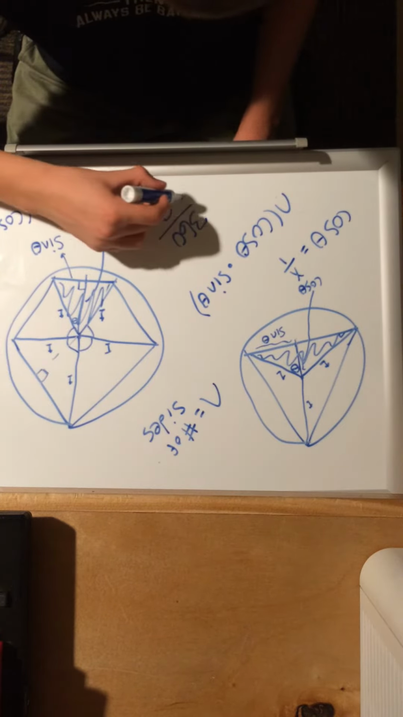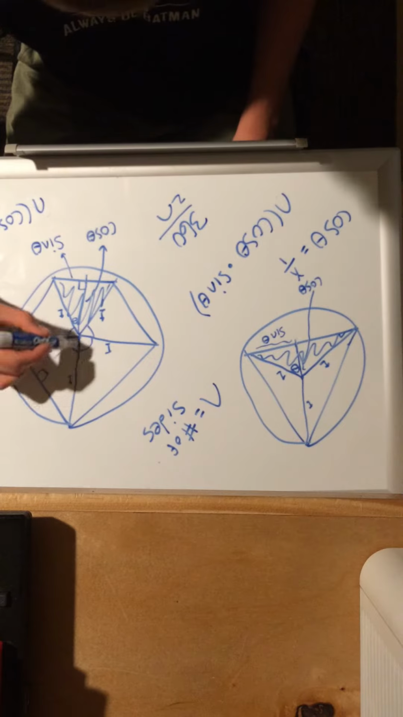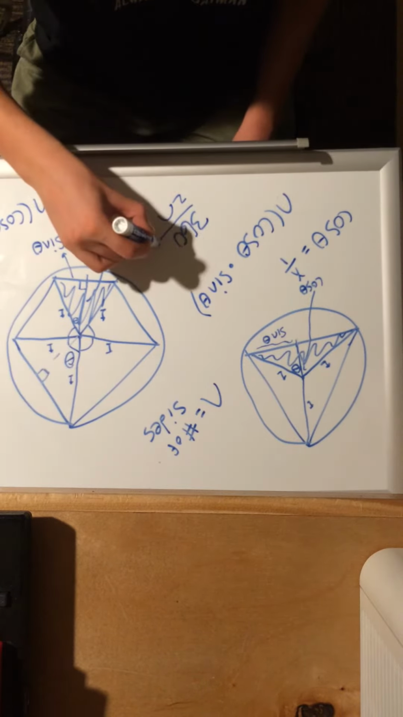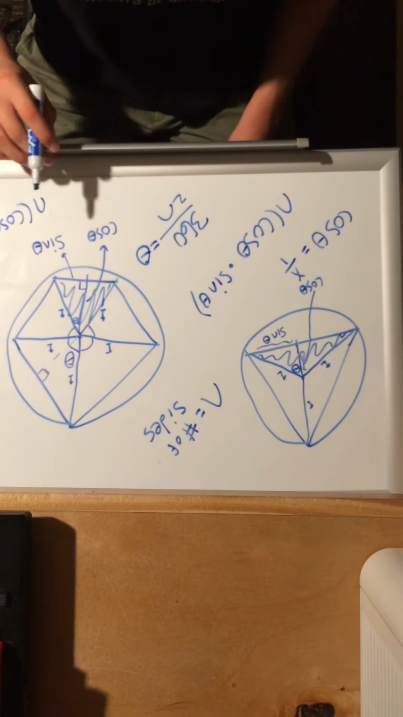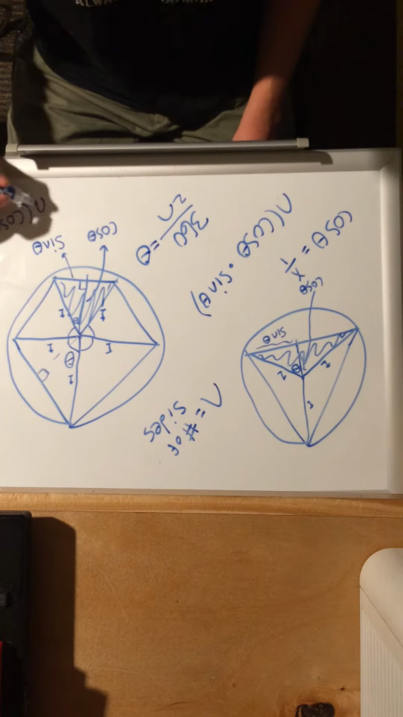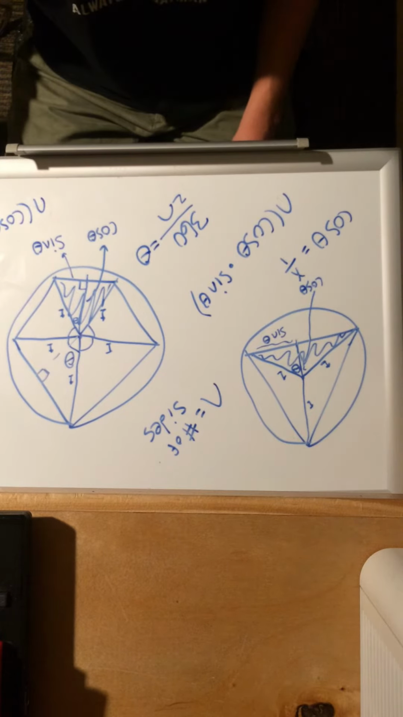So we divide it by 2n, so that this is divided in half again, and we get this angle, theta. So 360 divided by 2n is equal to theta, and then cosine of theta times sine of theta times n gives us our area of the polygon inscribed within a circle of radius 1.